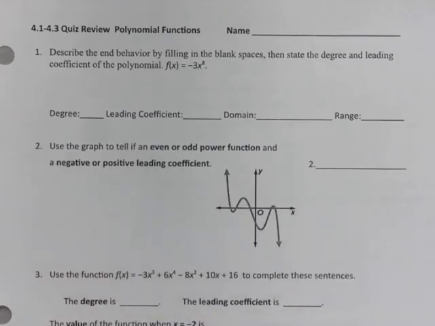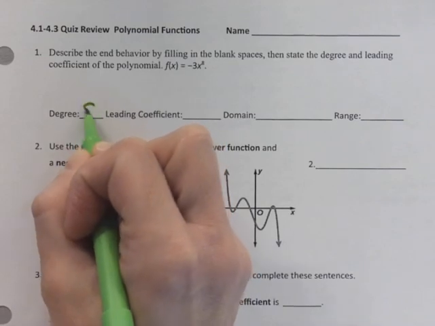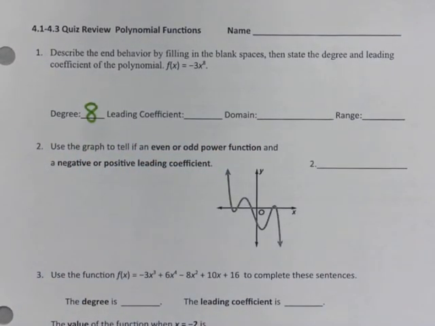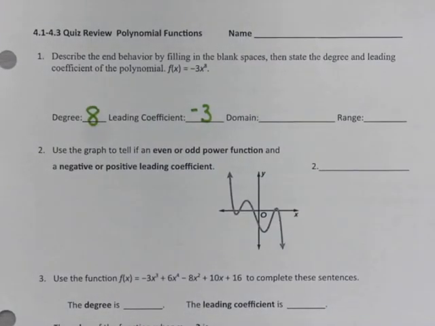Okay. It says that it wants me to find the degree for number 1. Okay, I don't need decimals for that. What is the degree? 8. It's the biggest exponent, and since there's only one, surprise, surprise, it's 8. What's the leading coefficient? -3. It's the big number out front that leads everything off.